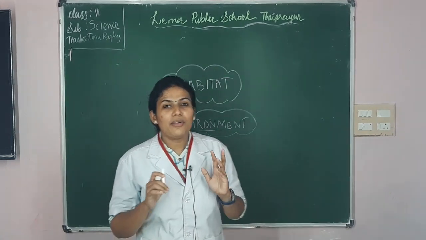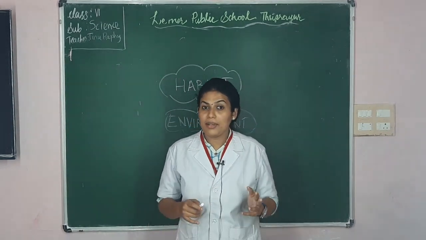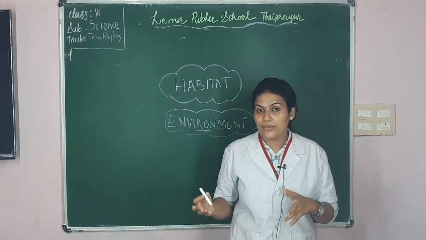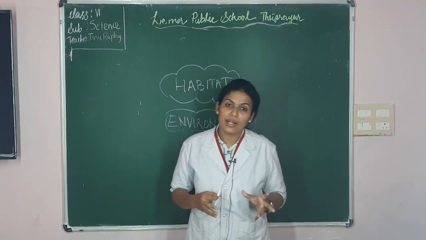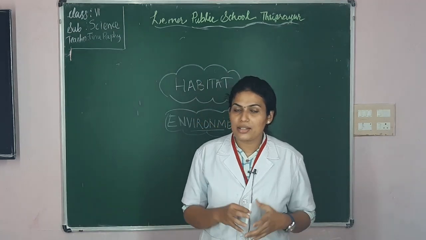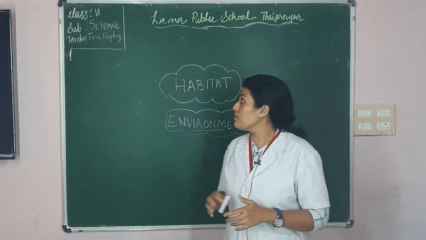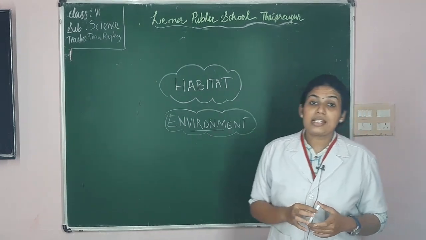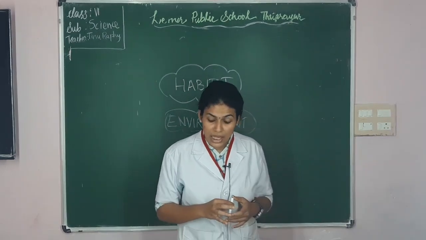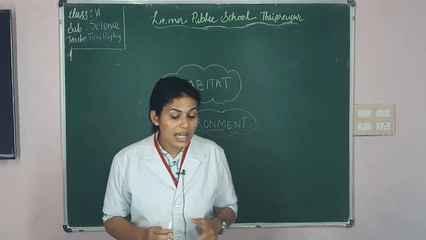So we learned about the characters of the living organism in this class, which make them differ from the non-living organisms or abiotic factors. And also we learned two new terms, that is habitat and environment. The teacher has given you a small homework, that is to write the habitat of a few organisms.